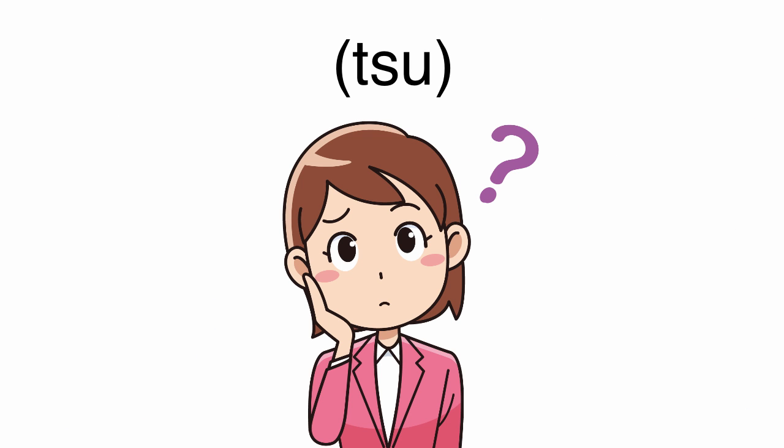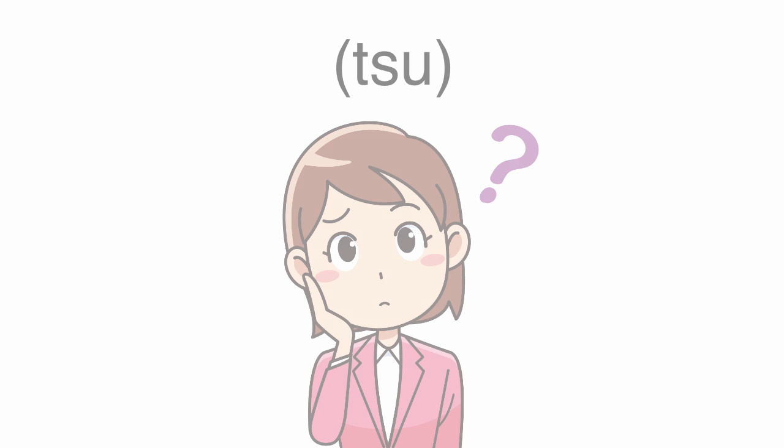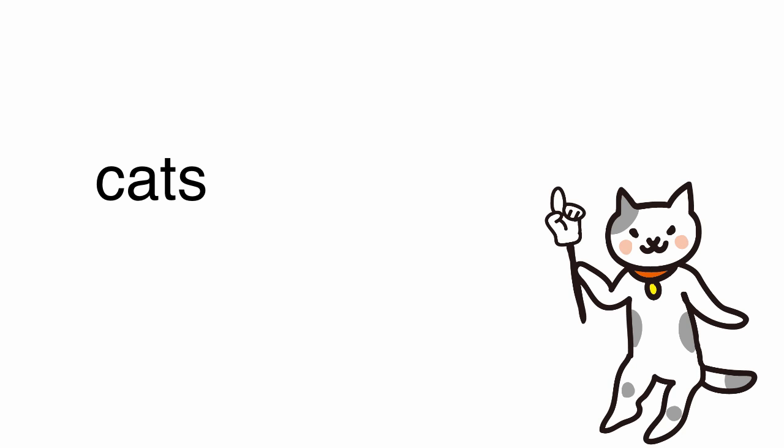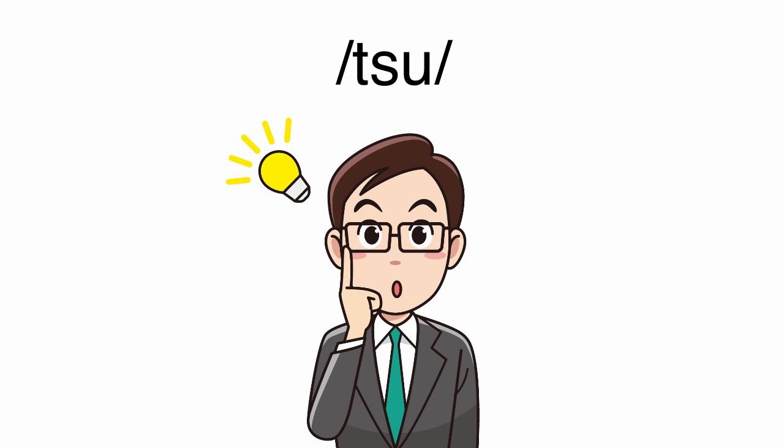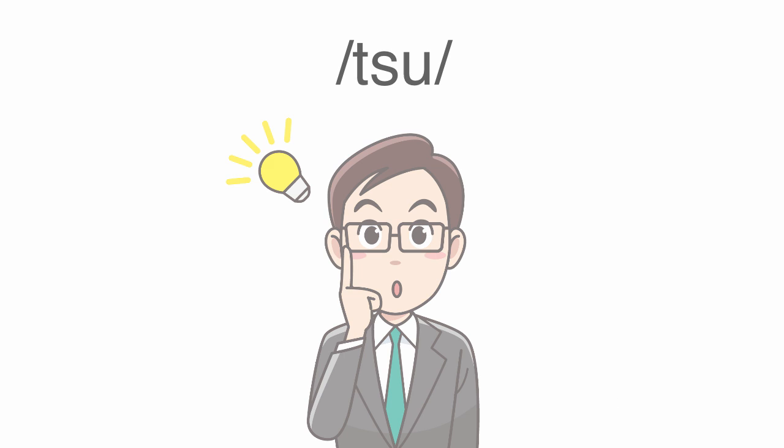Then, how can we practice pronouncing the tsu sound? First, say cats. Then add u at the end and make a syllable. It will sound like katsu. Listen and repeat. Katsu. There, you've just made the Japanese tsu sound.